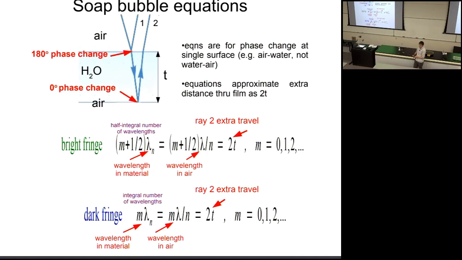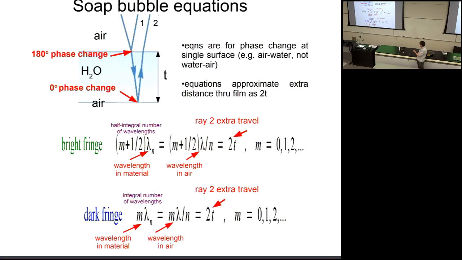Of course, there's going to be equations for where you get bright colors, constructive interference, where you get dark colors, destructive interference. So what we're going to still call bright fringes and dark fringes. We just went through a lengthy argument about what's going to create a bright fringe and what's going to create a dark fringe. What's creating a bright fringe is that the extra path here is a half integral number of wavelengths of the light in the water.